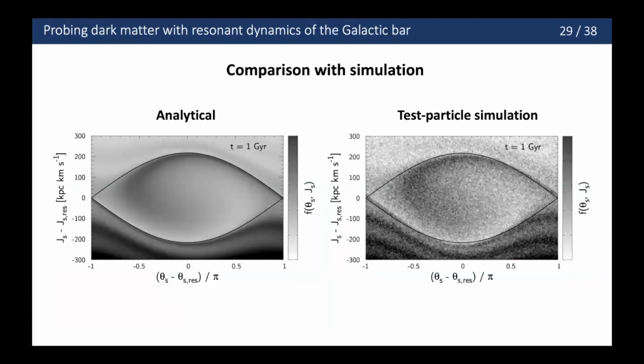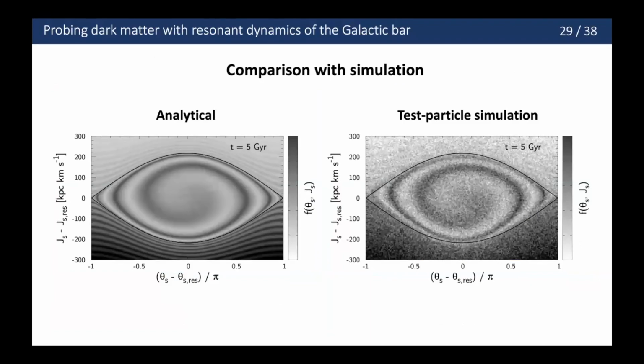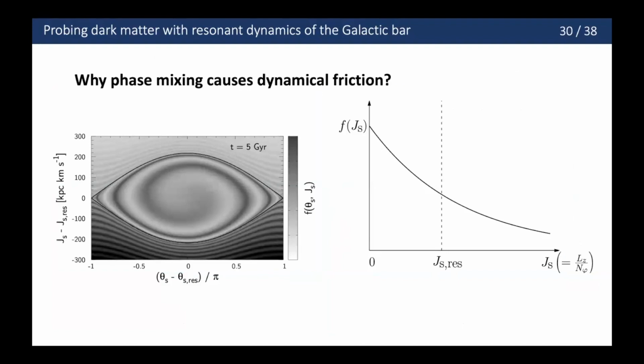So if I compare the result of my model with the simulation, you can see that they agree very well. Okay. So now, why does this nonlinear phase mixing cause dynamic friction? This is easily understood if you look at how the distribution in angular momentum changes with time. So here I'm just having a schematic plot for the distribution of angular momentum. So the y-axis here is now converted to an x-axis here.